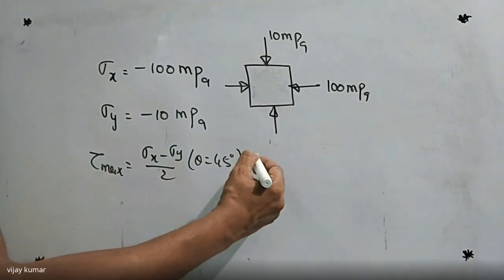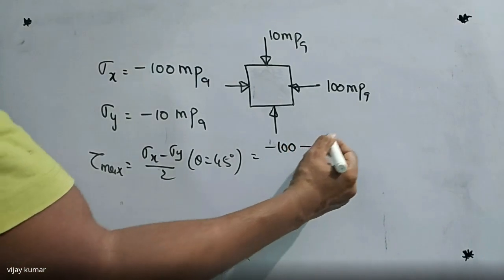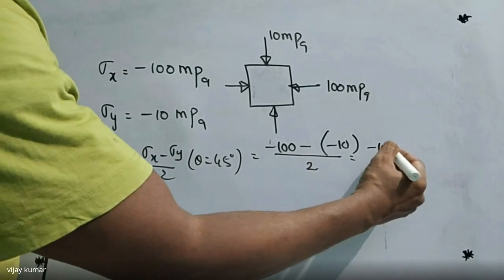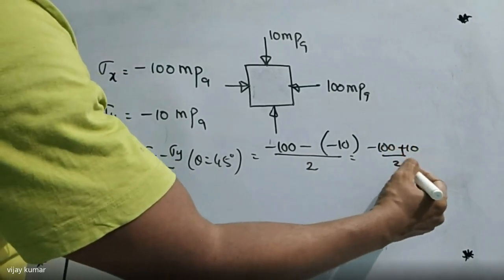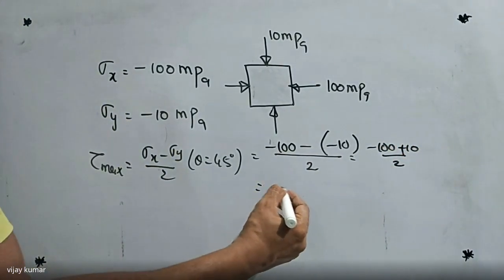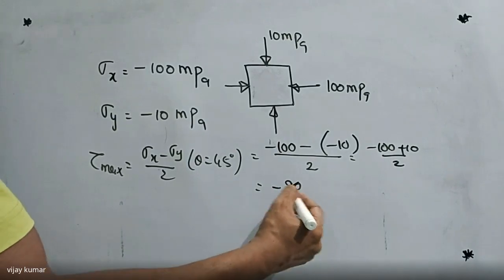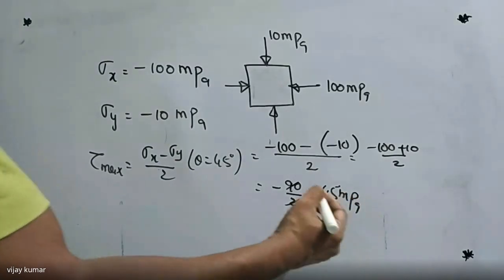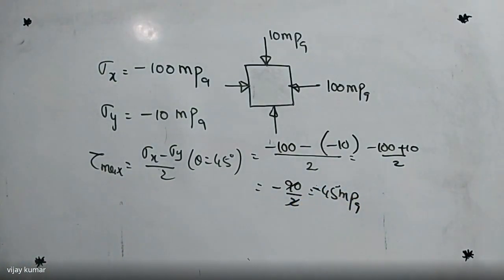But here, sigma x minus sigma y is minus 100 minus of minus 10, divided by 2. Then we get minus 100 plus 10 divided by 2, so minus 90 divided by 2. Then we get minus 45 megapascals. The minus or positive is nothing but sign convention, depending on the direction of action of the shear. But here we have two shear planes, both with the same magnitude, but directions opposite to each other. This is the problem given in the GATE examination.